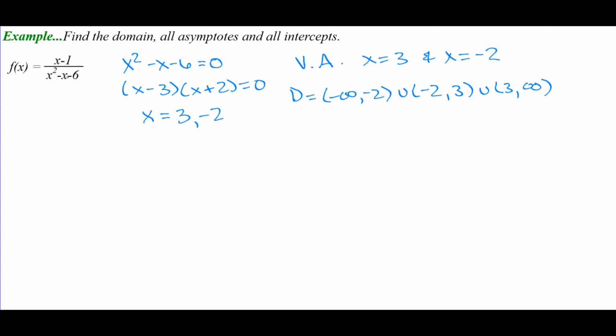In this case, the degree of my numerator is 1, the degree of my denominator is 2. So since the degree of my numerator is smaller, I know that I have a horizontal asymptote at y equals 0.